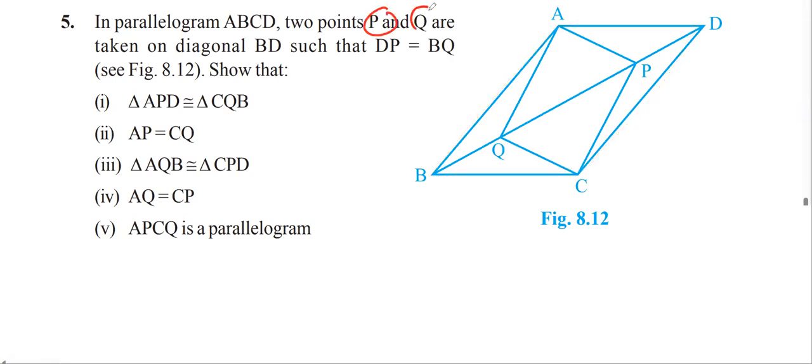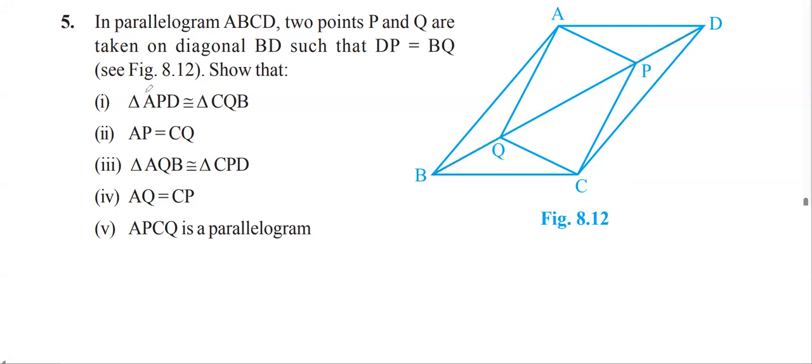Further, P and Q are points. As you can see, P and Q are points taken on the diagonal BD such that DP is equal to BQ. That means we are given this length is equal to this length.